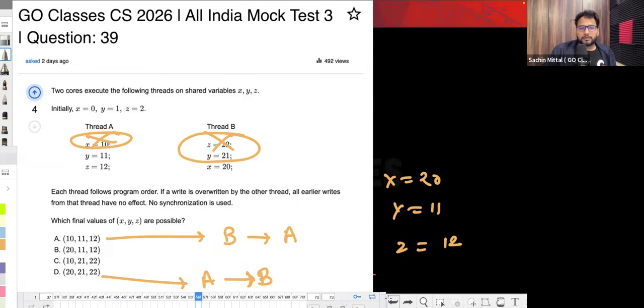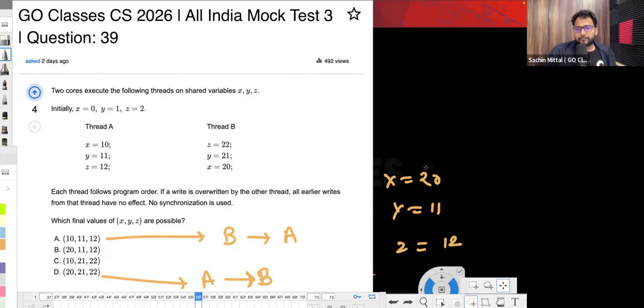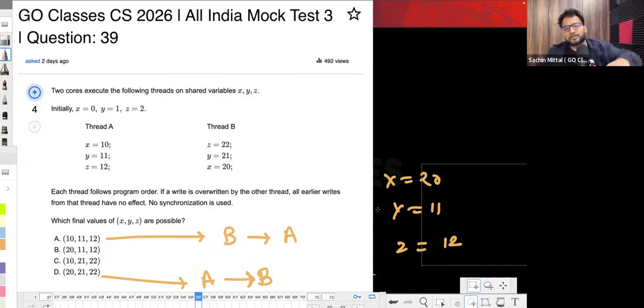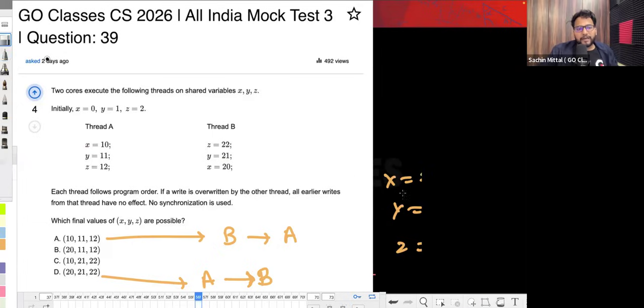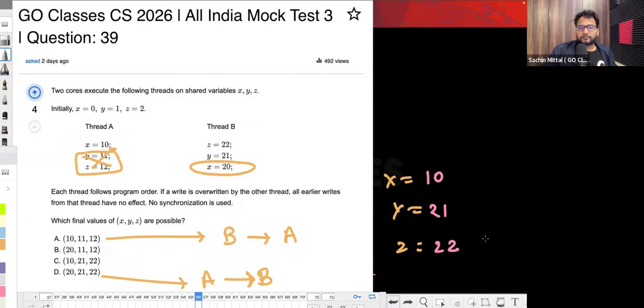Now let's just see the next option, which is option C. Option C is saying 10, 21, and 22. So this is 10, this is 21, and this is 22. For 10 to happen, basically you want to vanish this, and 21, 22, which means for the y value you want to vanish this, and these two you want to vanish. So you want to vanish these, right? You want to vanish this.